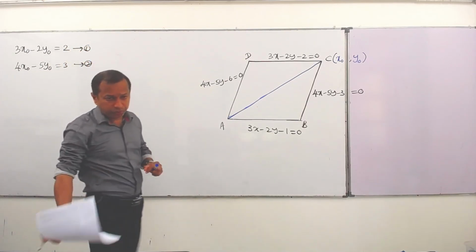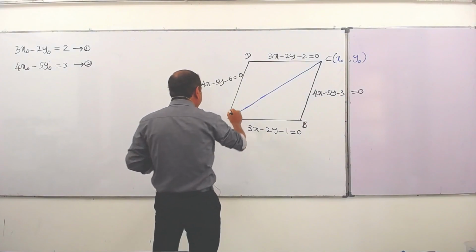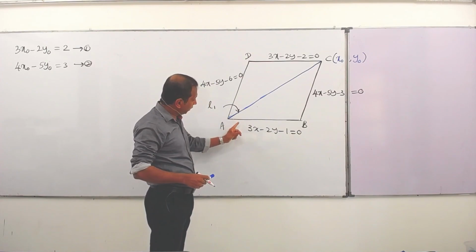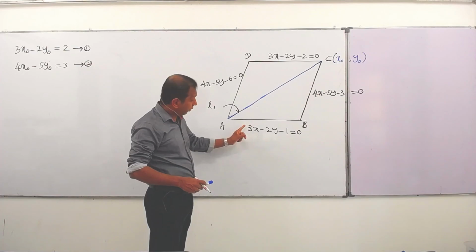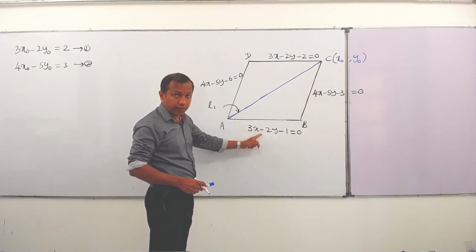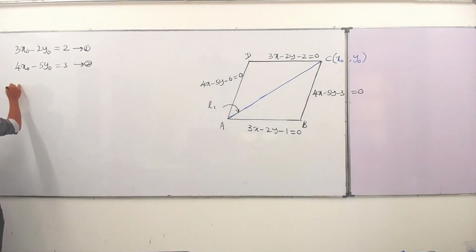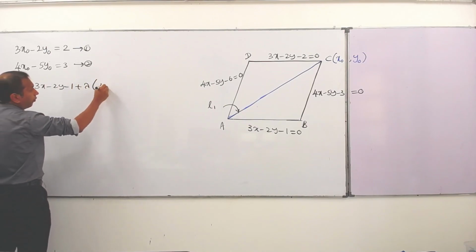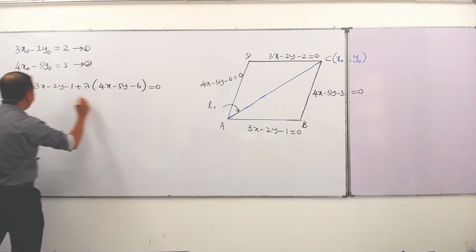Now this line, if I take it as line L1, passes through the intersection of this line and this line. So I can write the equation of this line as this line plus lambda times this line equals 0, where lambda is a parameter. In L1, 3x minus 2y minus 1 plus lambda times 4x minus 5y minus 6 equals 0.